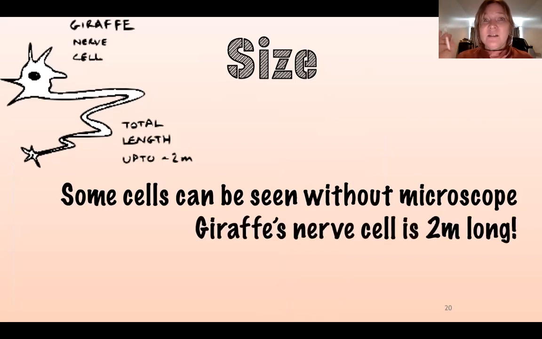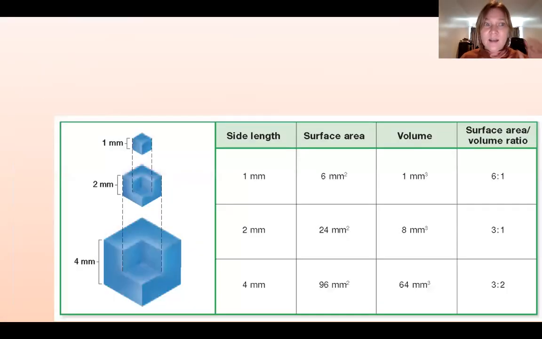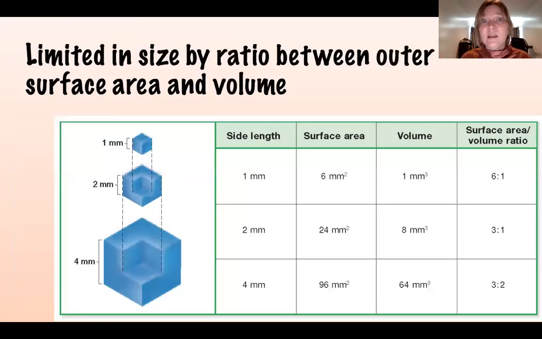But most cells, as an example of a giraffe nerve cell, most cells are between 10 and 50 micrometers. You don't have to remember that, but just understand it's really, really super small, and you can't see them without a microscope. Now, here's something that you really need to remember. The reason why cells are limited in size is because of the ratio between their surface area and volume.